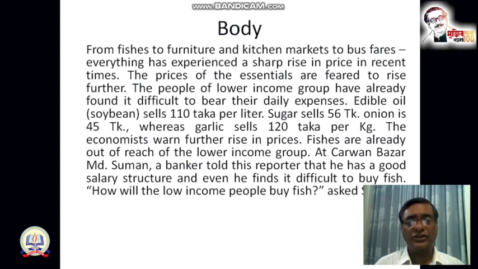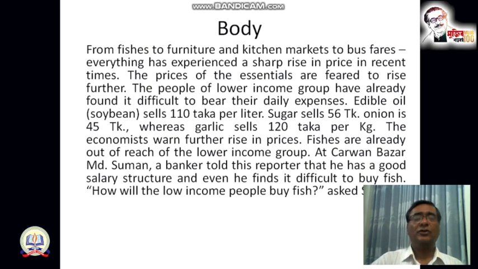Fishes are already out of reach of the lower income group. We have already noticed that the price of fishes is already out of the reach of the lower income group people. At Karwan Bazar, Mohammad Shuman, a banker, told this reporter that he has a good salary structure and even he finds it difficult to buy fish. Now we are quoting a person whose name is Shuman, and he is a banker, and he says that his salary structure is good and still he finds it difficult to buy fish. So if such a solvent person finds problem to buy fish, then it's really very difficult for the poor people. Shuman is asking, how will the low income people buy fish? If he, being a solvent man, fails to buy fish, then what will happen to other people?